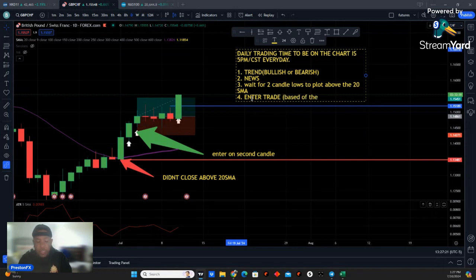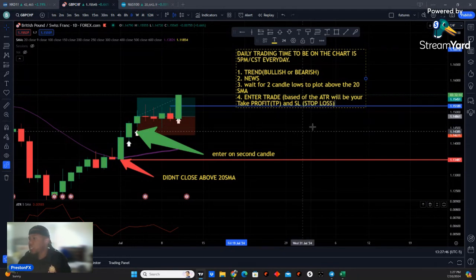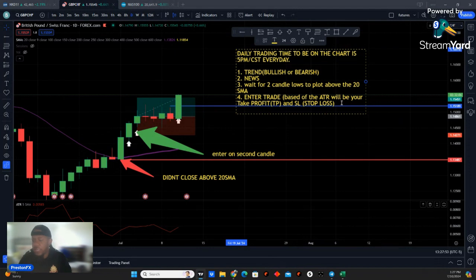Based off the ATR will be your take profit. Let's put take profit, you can just do TP and SL, which is your stop loss. Okay, that's good right there. So everybody got it. So every day you can come and check this.